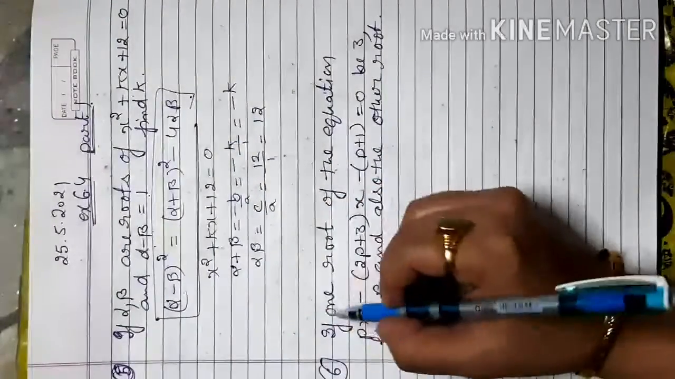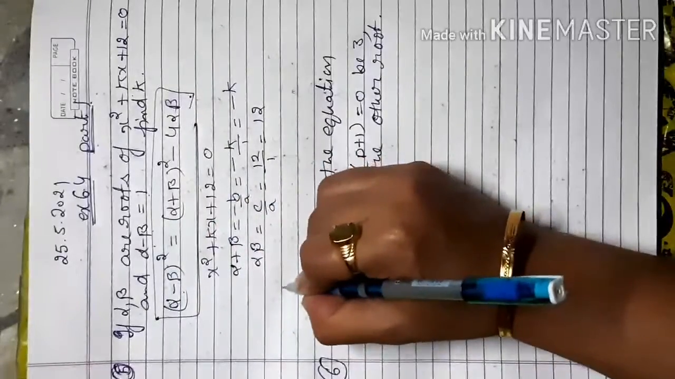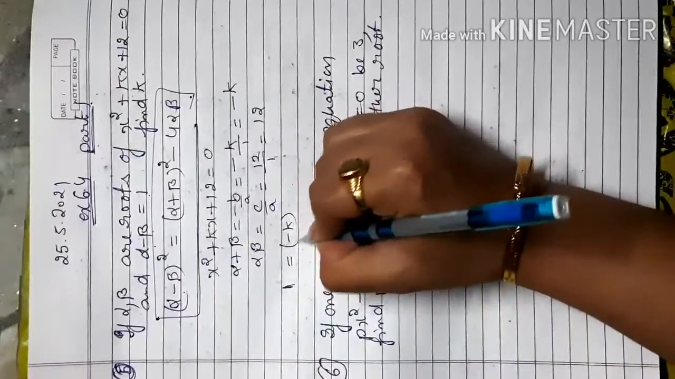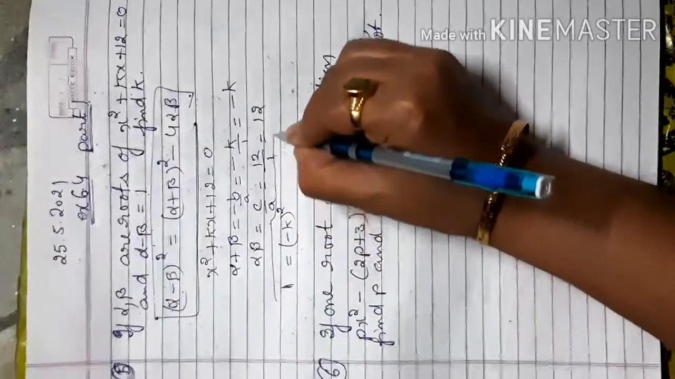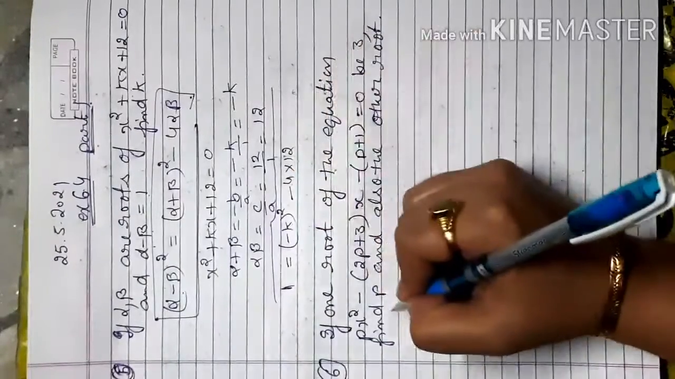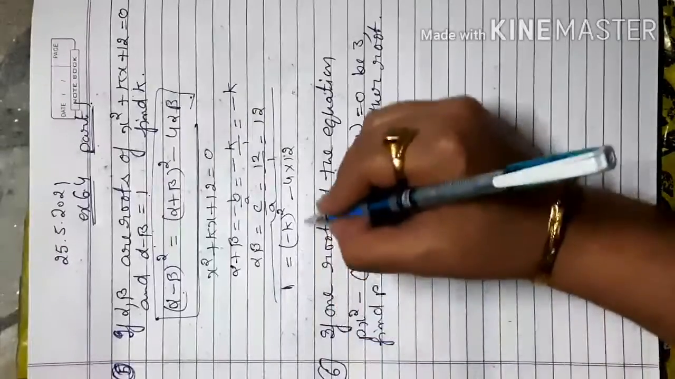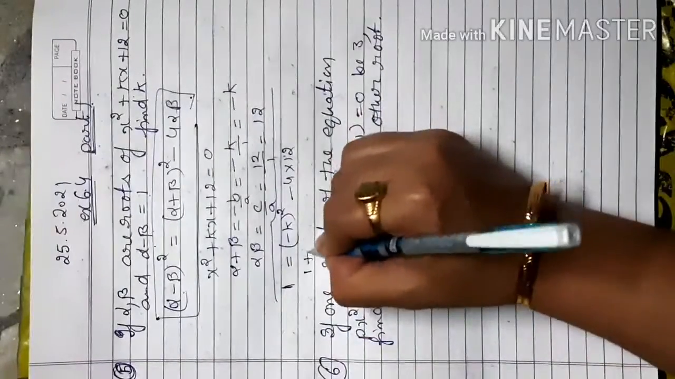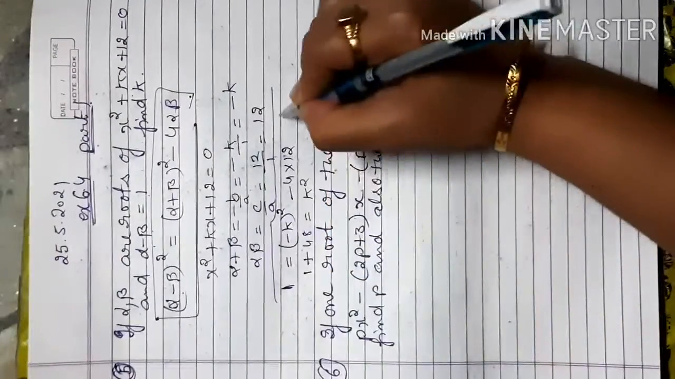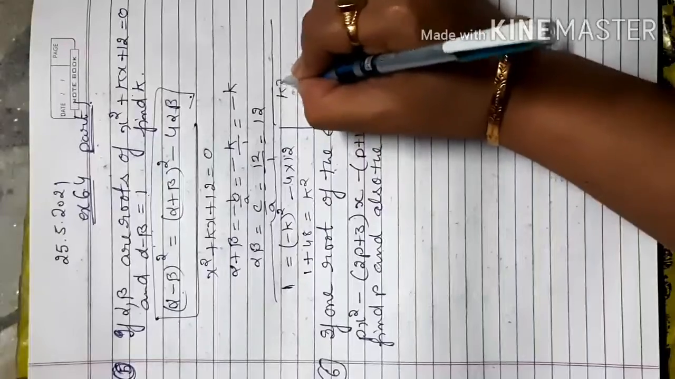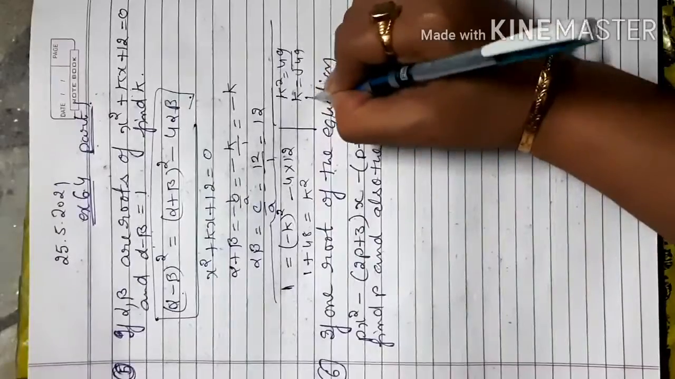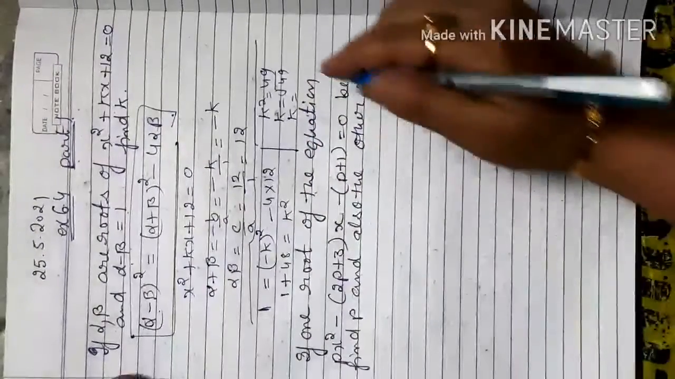So this alpha minus beta value is 1, and it equals (alpha plus beta)², which is (minus k) whole square, minus 4 alpha beta, because I am going to apply the identity, and alpha beta is 12, that is 4 into 12. So here that becomes k² minus 48 equal to 1, and this will be shifted, so 49 is equal to k². That means my k² value is 49 and when you take the square root, k is equal to plus minus 7.